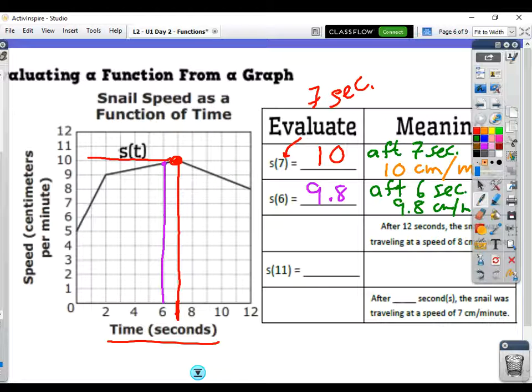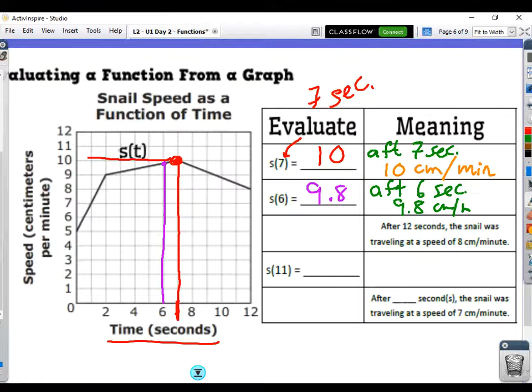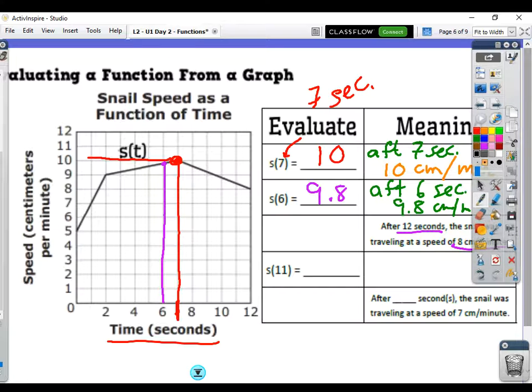All right, now this one's asking us to go backwards. It's saying, what's the actual expression if after 12 seconds we're going 8 centimeters per minute? So be careful here. This is going to be s of something equals something. It's important that you get the 12 and the 8 in the correct spot. Remember that the number that goes inside your parentheses is your x value. So that value in this case is our time, 12 seconds. And we're going 8 centimeters per minute, so it equals 8.